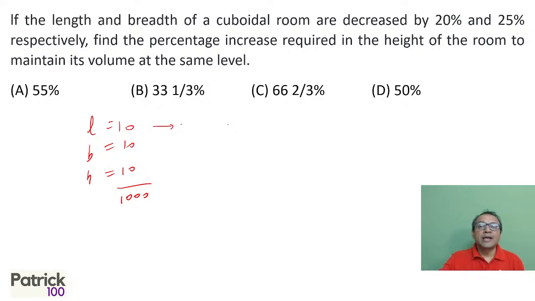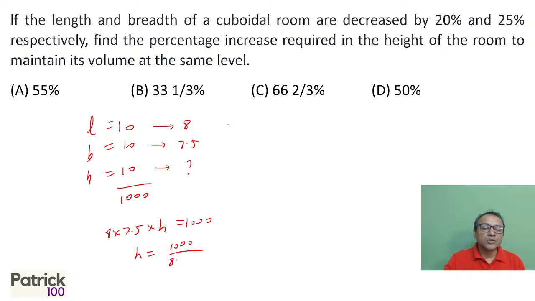Now the length is decreased by 20%, so 8. Breadth is decreased by 25%, so 7.5. So what should be the height? Okay, so the volume is maintained 1000. So 8 into 7.5 into, let's say, the new height is equal to 1000. Height is equal to 1000 upon 8 into 7.5.